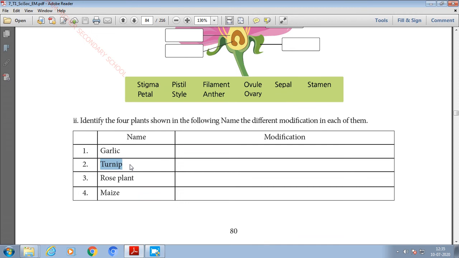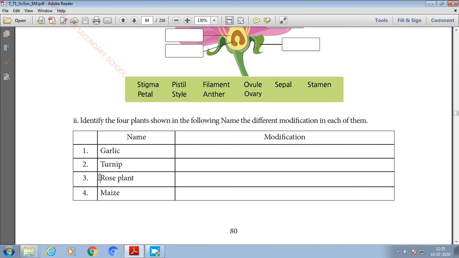Taproot modification, and you can write storage of food. So turnip is an example for taproot modification for storage of food. Children, if you have any doubt in spelling, you can turn over your book and write the correct spelling. Don't write the wrong spelling, okay?